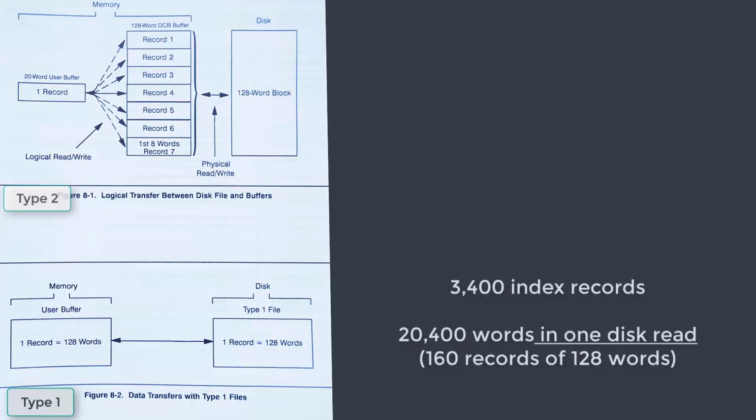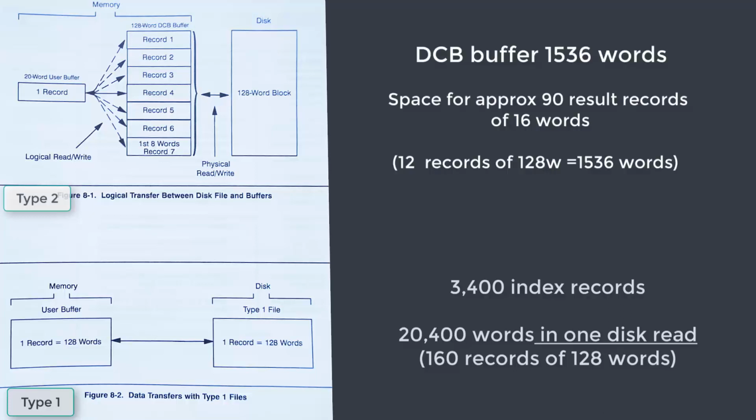Let us look at the type 2 file. The type 2 file, for example, reads a large block into the DCB buffer, shown here as a 121-word buffer, but it could be much larger. But it takes space up in the user data area. But it could, for example, contain all the results for a requisition.